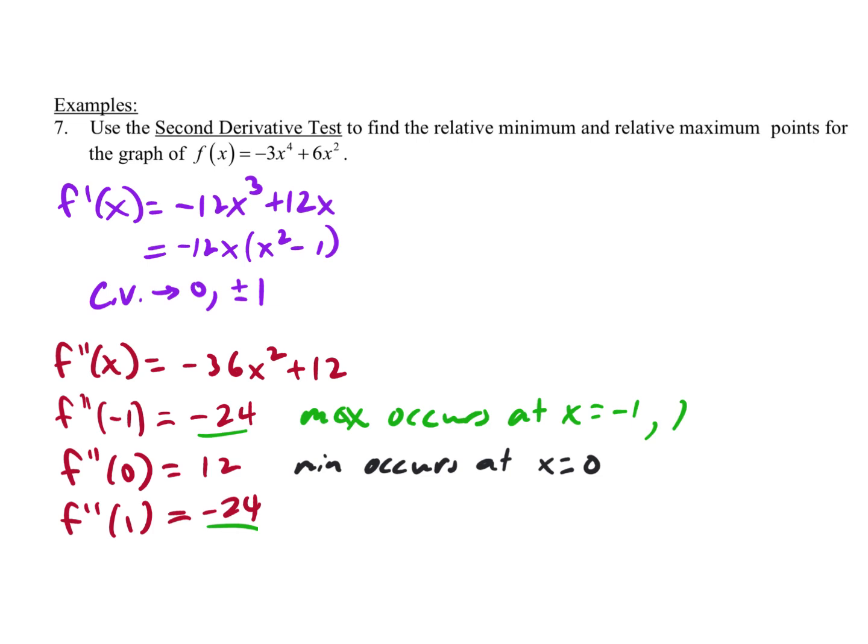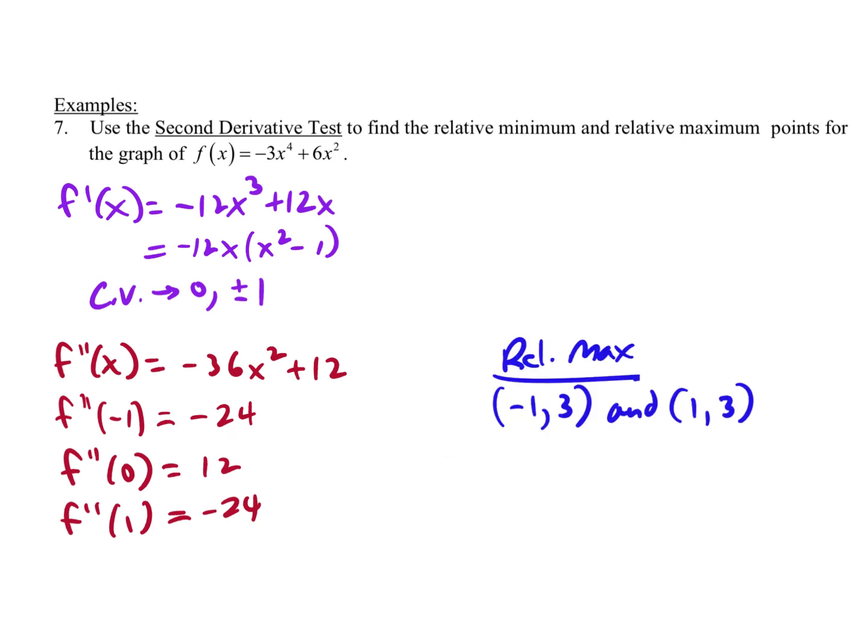So it's just a matter of plugging those x values into the original function, finding the y values that correspond, and then I'll have my relative maximums and minimums. So the relative maxes end up being negative 1, 3, and 1, 3. Since I'm taking something to the fourth and then squaring, this negative ends up still just being 1. And then for my minimum, I'm plugging 0 in. Of course, that's just 0. Okay? Questions on any of that?